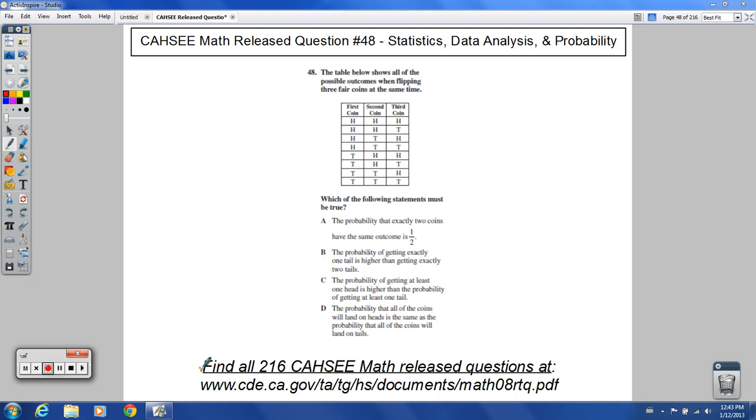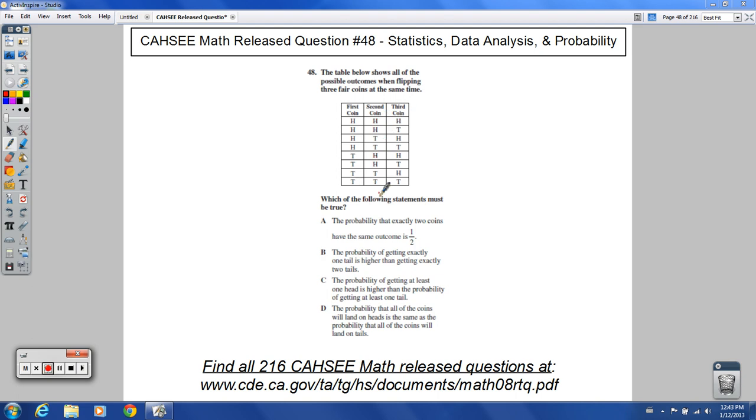Here's question 48 from the CAHSEE Math Released Questions. The table below shows all of the possible outcomes when flipping 3 fair coins at the same time. And so, as to be expected, you'd have 2 choices, heads and tails, as you flip your coins.